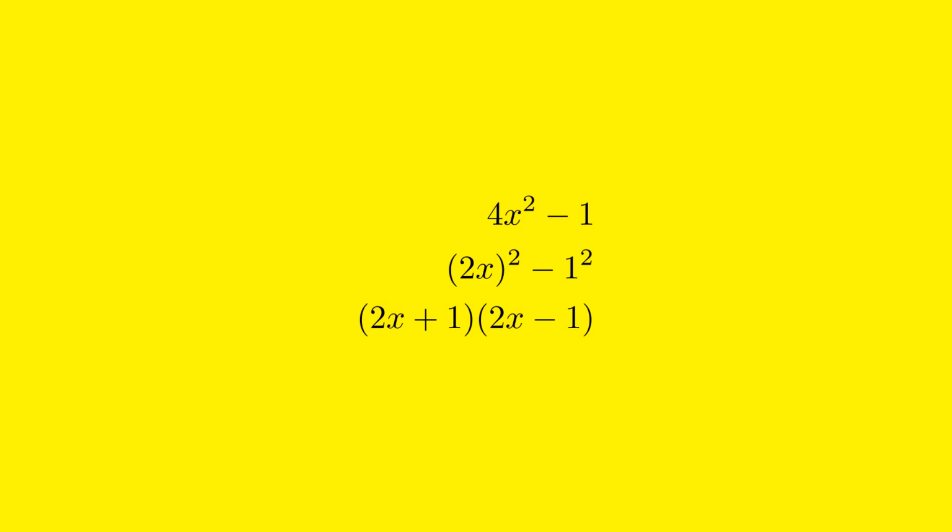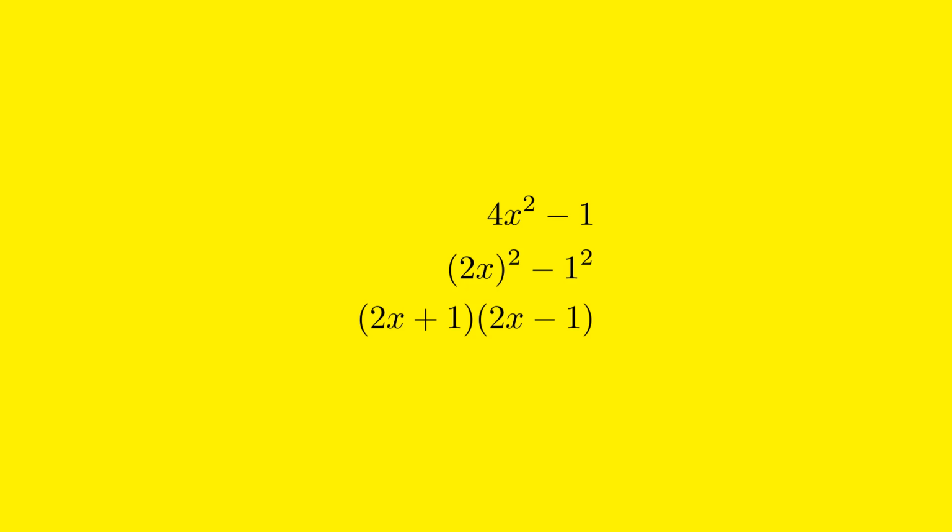Step 2. We proceed to apply the difference of squares formula to the expression rewritten in the previous step. Recall that the formula states that a squared minus b squared equals a plus b times a minus b. In our case, the expression (2x) squared minus 1 squared can be expressed in this form. Here, a is equal to 2x and b is equal to 1. Therefore, substituting these values into the formula, we get (2x plus 1) times (2x minus 1), since there are no further simplifications needed. This is the final step.